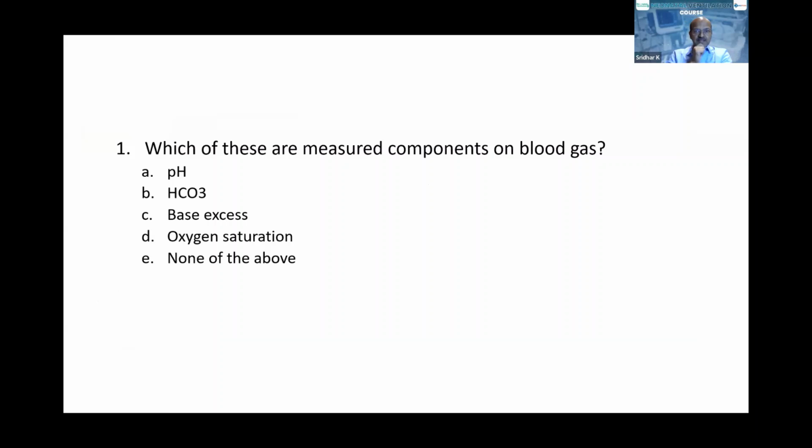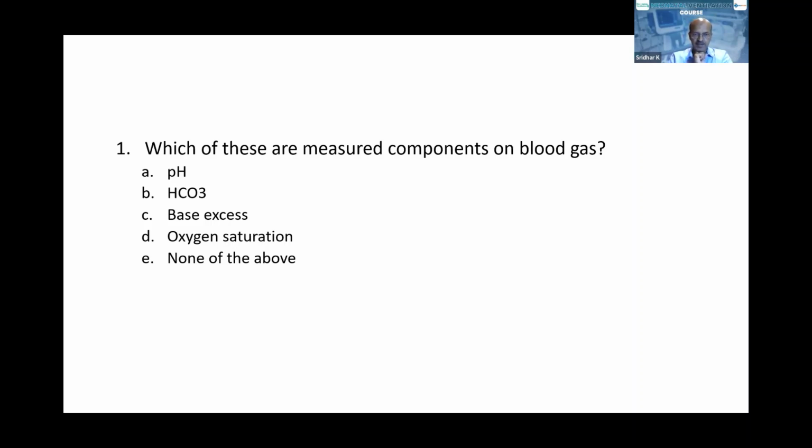So which of these are measured components on the blood gas? This was on Dr. Krishna's first slide. pH, bicarbonate, base excess, oxygen saturation, none of the above. The pH is the only measured one here. That's correct. We have the PCO2 and the PaO2, which are also measured. All the others are calculated.